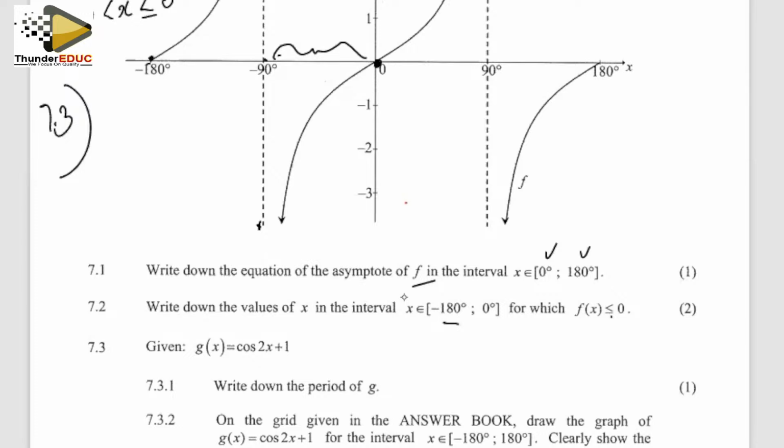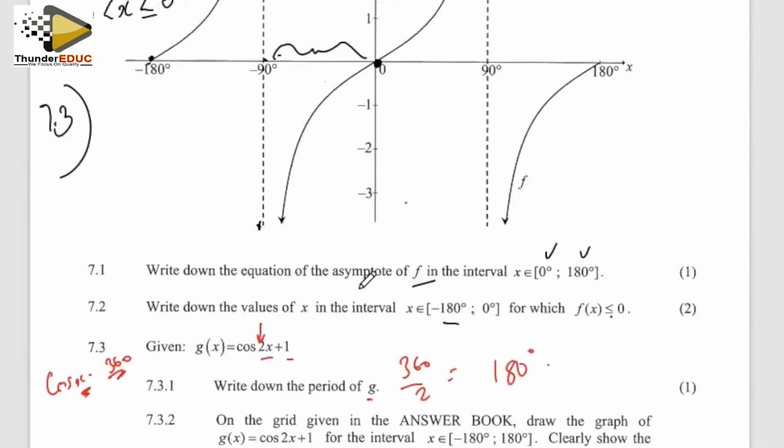7.3. If we are given g of x, which is tan 2x plus 1, can we write down the period? So this 2 will affect the period. So we know that a normal tan graph will have a period of 180. If we have anything extra there, we just have to divide. Now it's a 2, so we divide by 2, which means our period is going to be 90 degrees.